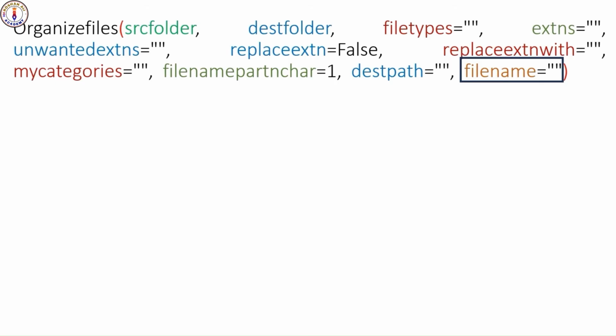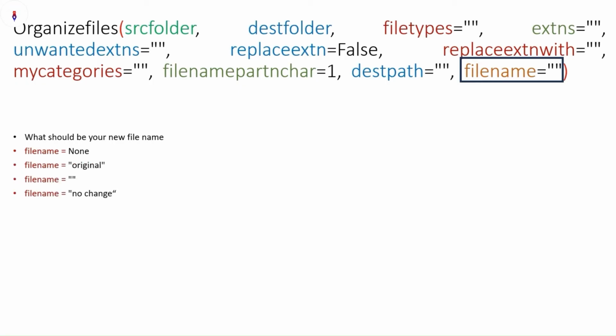This is the last part of the function. It generates your file names. If you want to change your file names, then use this parameter. If its value is either none, original, empty, or no change, then your file names will remain as original and not changed. The only change in file names will be a number added. At the end of each file name is the counter number, which has a purpose.